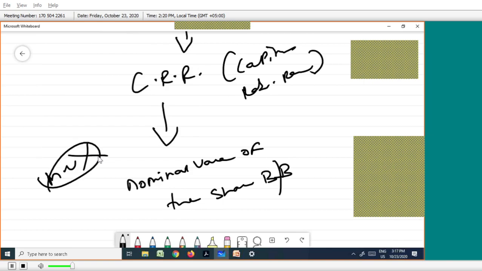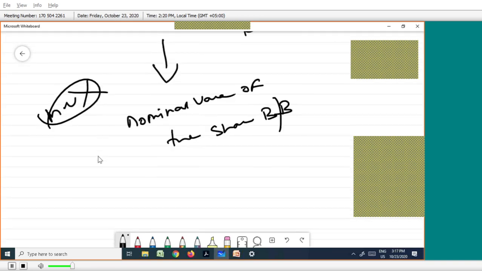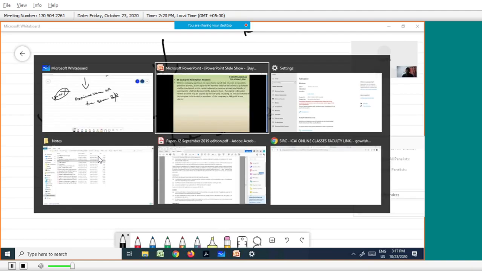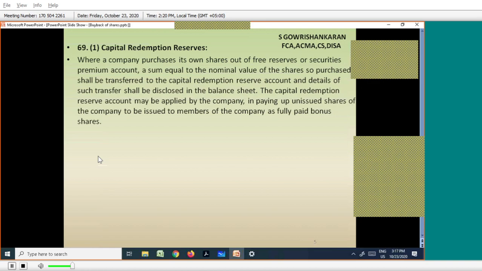Not market value, nominal value of the shares bought back. For that reason, I have to create one additional reserve in my balance sheet. Okay, that is all about CRR. That capital redemption reserve account, whatever reserve is available, I can use only for the purpose of bonus issue, bonus shares, not for any other purpose.